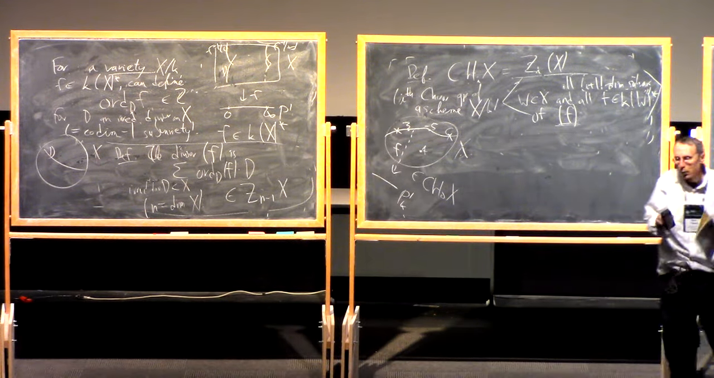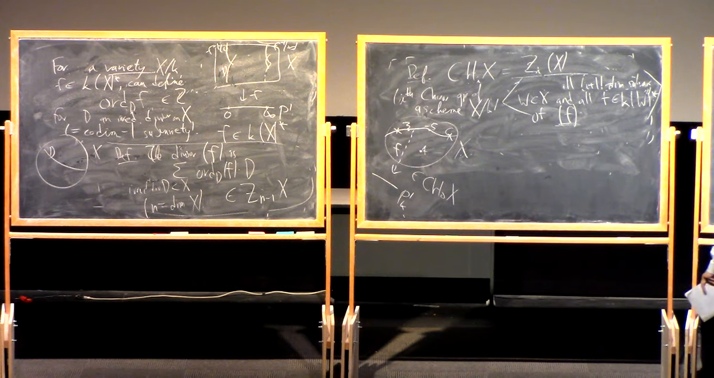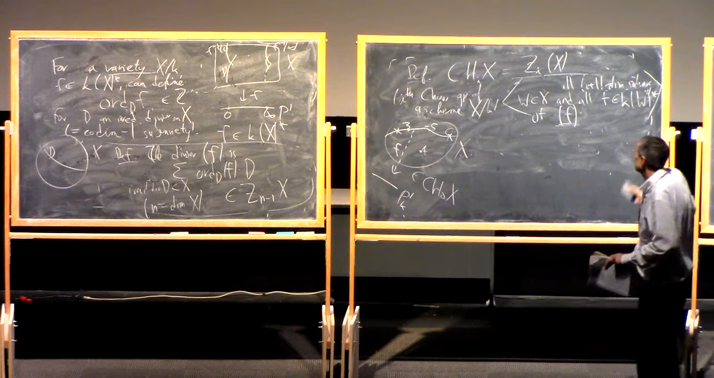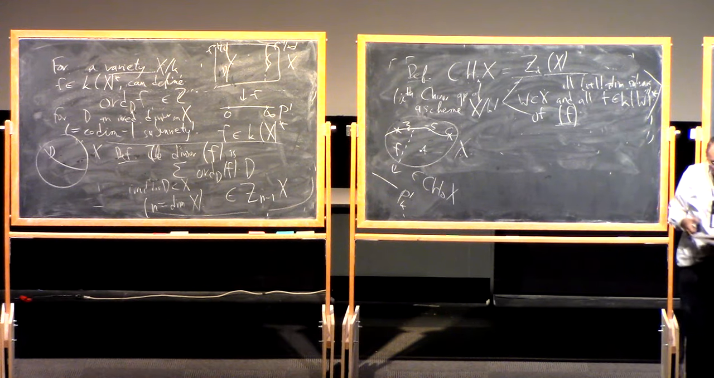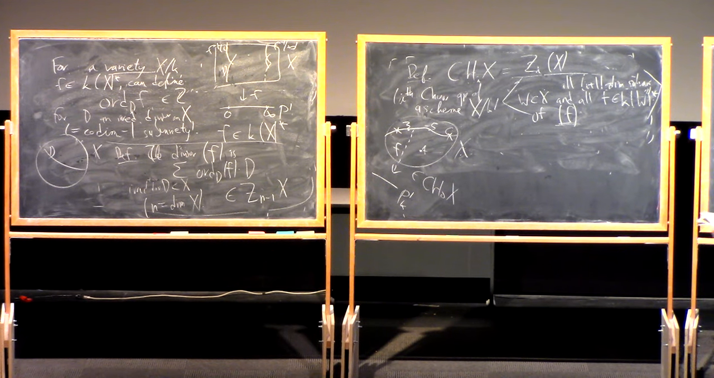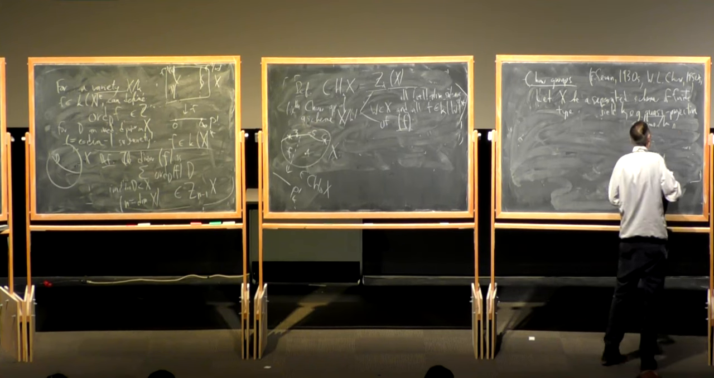In some sense, if you're trying to imitate homology in algebraic geometry, this is the smallest possible set of generators you could use and the smallest possible set of relations. In other words, it's the most algebraic, as opposed to topological, definition you could make.